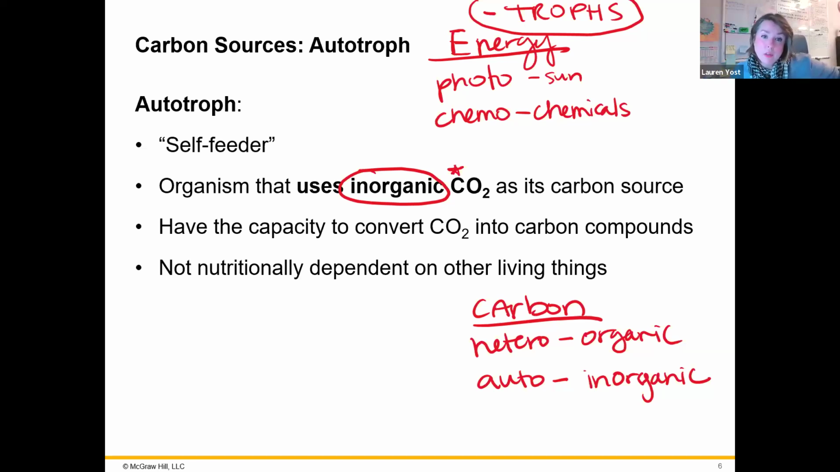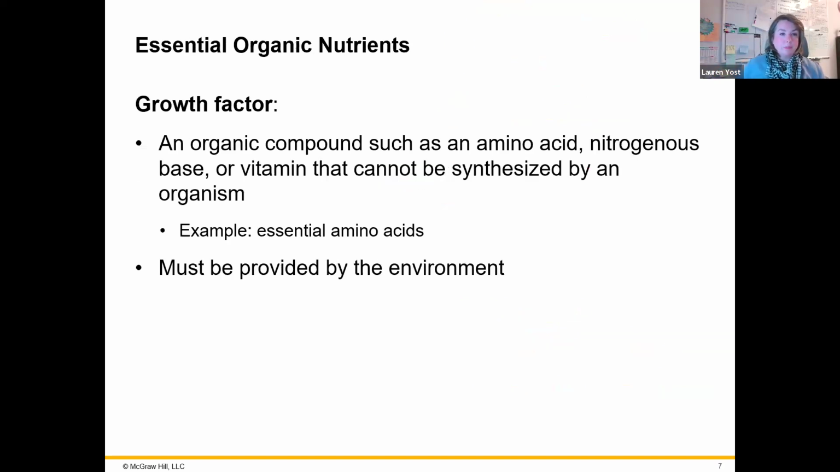Photoautotrophs, energy from the sun, and then carbon from inorganic molecules. So it's two different aspects. Where's their energy coming from, and where's their carbon coming from? So keep that in mind as we learn about our organisms.